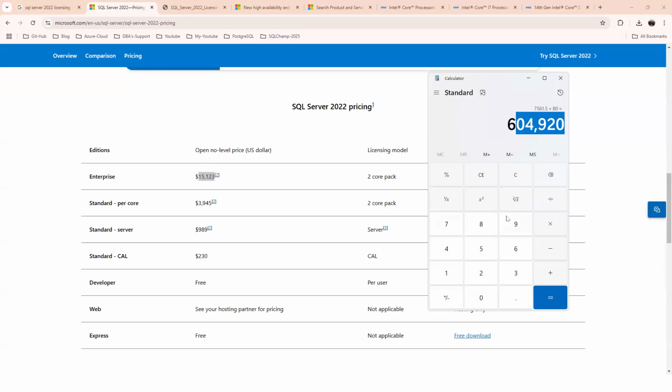And if you go for the enterprise edition, the license costs are very high, sir. For 2 cores, how much is Microsoft charging? If I go for 15,123 into 80, if you go for Indian currency, so how much is Microsoft going to charge? 12 lakhs for one SQL enterprise license. For one SQL enterprise license, if you go for Indian currency, Microsoft is charging this much.